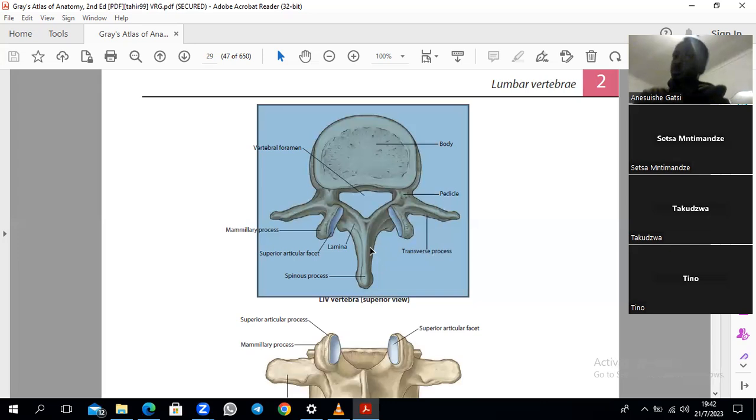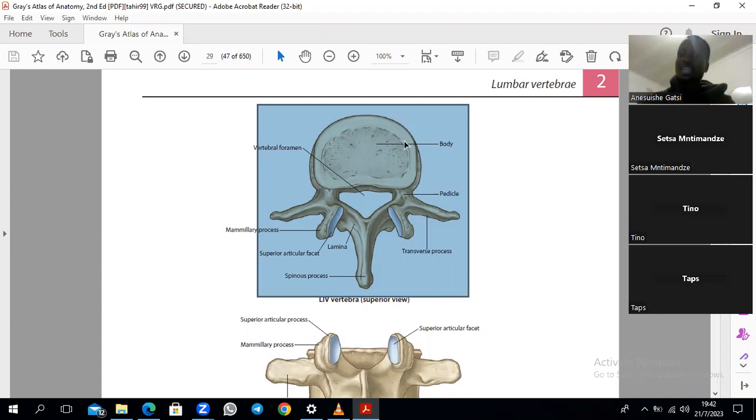Right. So common things first. We describe a typical lumbar vertebra. Then we look at the ones that are atypical and describe how different they are. Right. So features for a typical lumbar vertebra, I've already given some: a body that is kidney-shaped and massive. So there's a huge body and it's kidney-shaped.